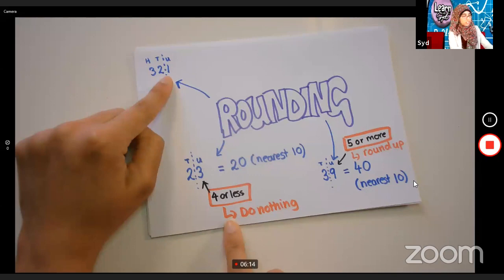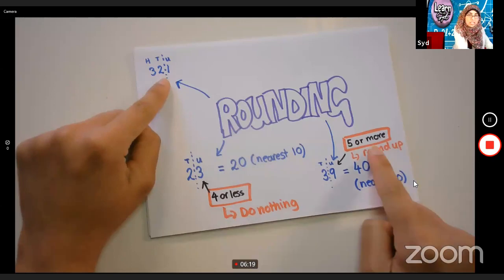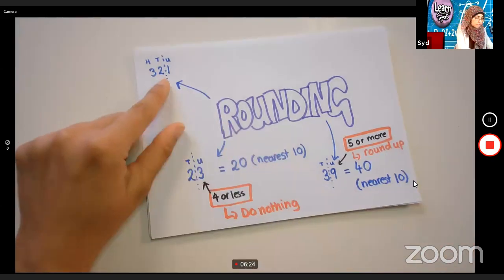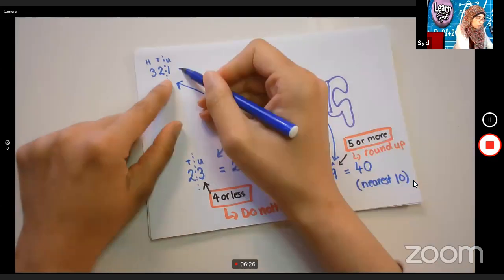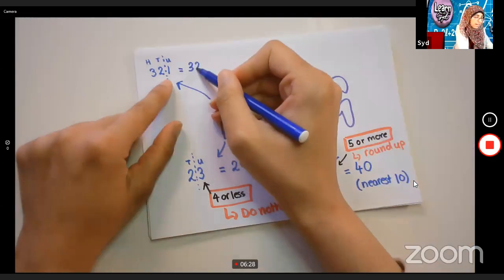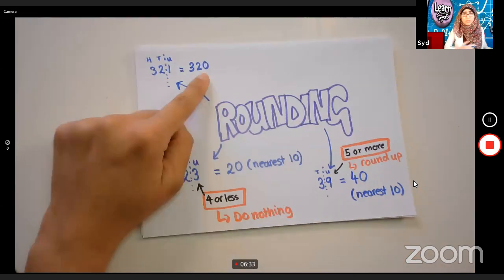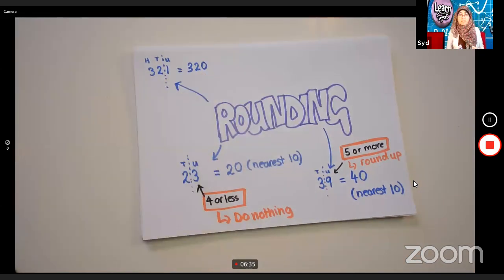Loads of you watching. So here, 321, is it 4 or less, or is it 5 or more? Well, we're looking at this digit here, that's less than 4. So the 2 is going to stay the same. But we have to put a 0 at the end to give it place value. If you miss that 0 out, we've got 32, which is nowhere near the number that you had.